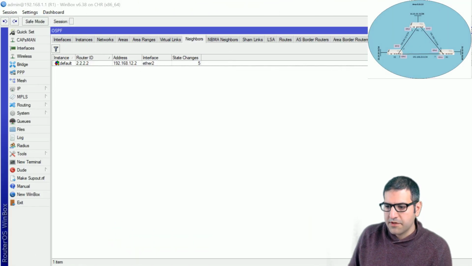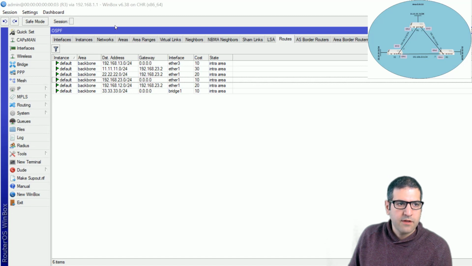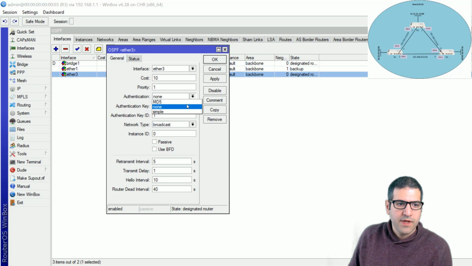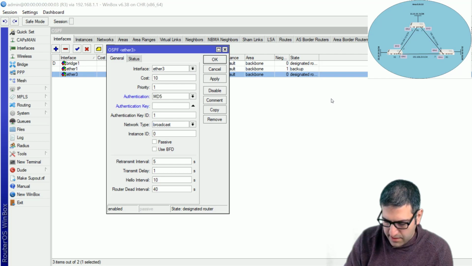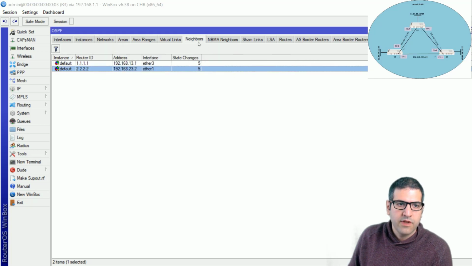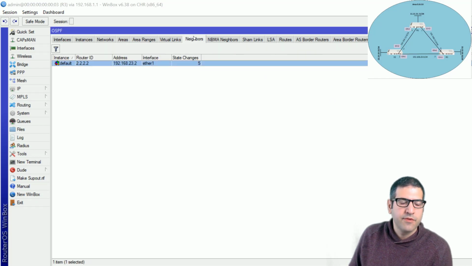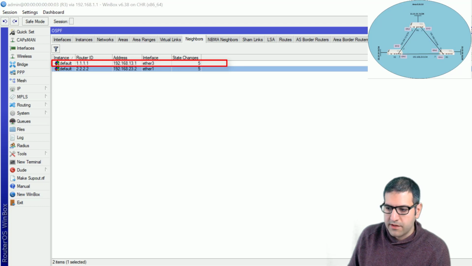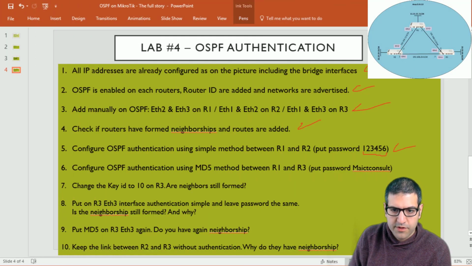So now, neighborship is still not formed. I will go to router 3, and from here I will go to interfaces, and then I'll put MD5, and then MAICT consult, and then I will say OK, and I look directly at the neighbors to see if it will form neighbors with router 1 now. And directly we can see there is neighborship between router 1 and router 3. Okay, so this point is also done.